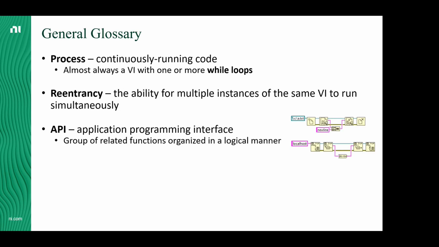I'm going to use the term API a lot, and the term has a very specific definition, but for me, I'm just referring to groups of functions that are related. So the top picture there, that's the file API. You can open, read, write, close file. The bottom picture, that's the TCP API. You can open a connection, TCP read, TCP write, close connection. So when I say API, I'm just referring to functions that are related to one another and grouped in a logical manner.